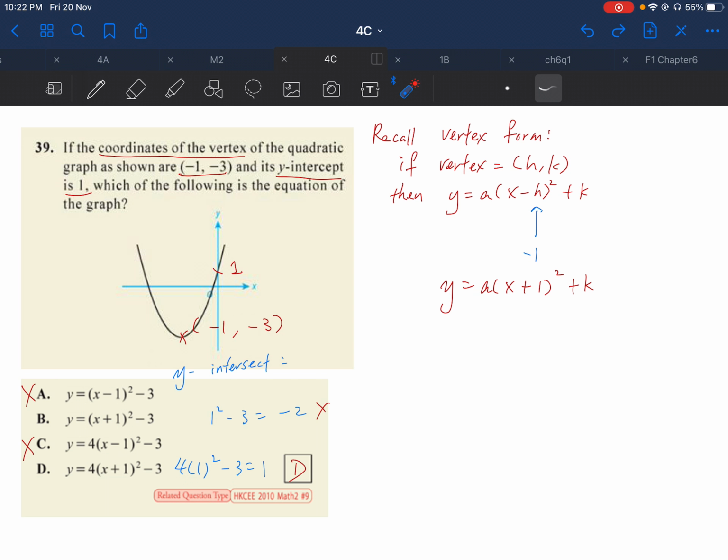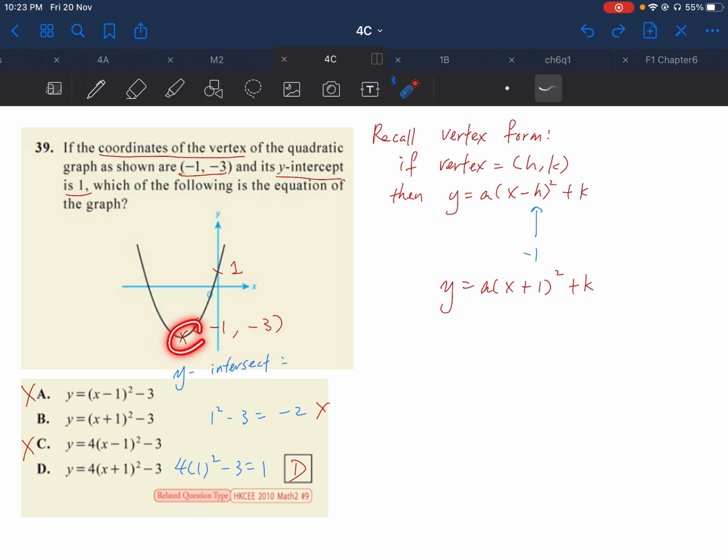For this one, the coordinate of the vertex is (-1, 3). Write it down: the y-intercept is 1. In vertex form, if the vertex is (h, k), we have this function. Here h is -1, that means the function should look like this. We should have x plus 1 inside the bracket. So A and C are wrong.